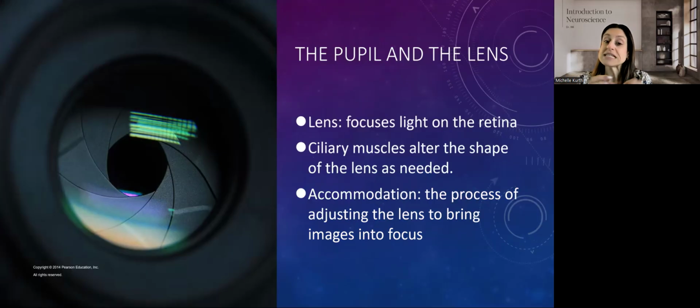Now, there are also tiny muscles called ciliary muscles, and they adjust the shape of our lens. The process of that is called accommodation. And that's what allows us to quickly switch from reading a textbook up close to looking across the classroom.